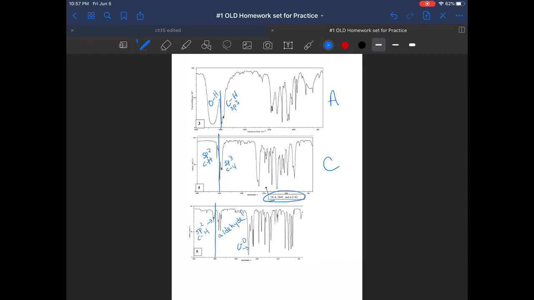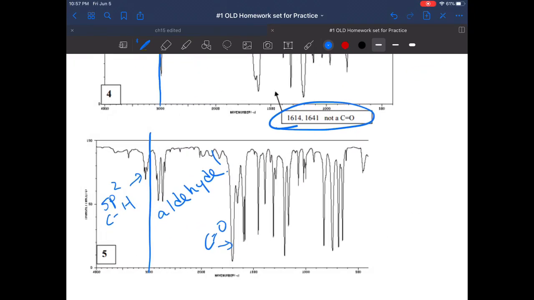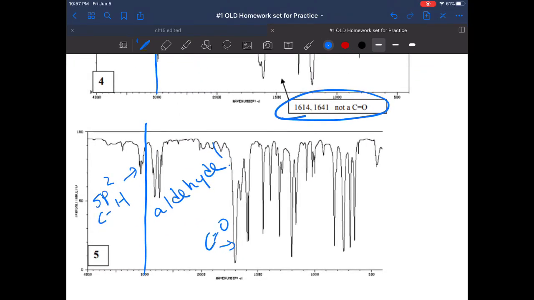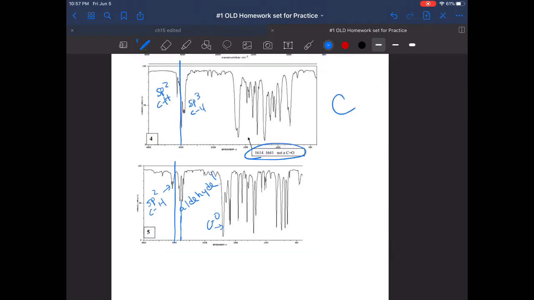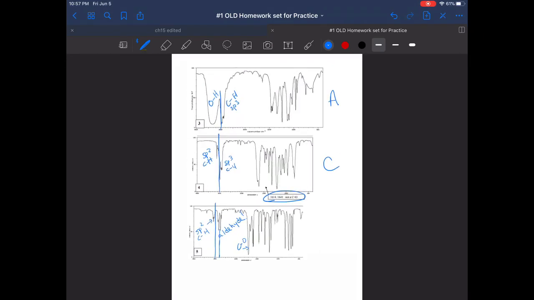So I mentioned that in the lecture video, and here you can see them in action, right? If we kind of zoom in here, they're right around, let's see, gosh, I should use a ruler or something, but they're right above and below 2,800. And that is very indicative of an aldehyde.